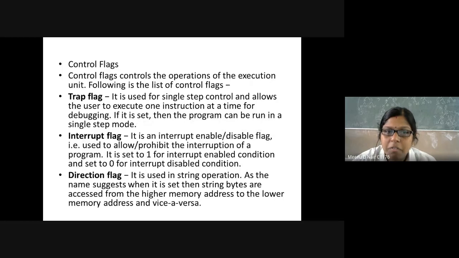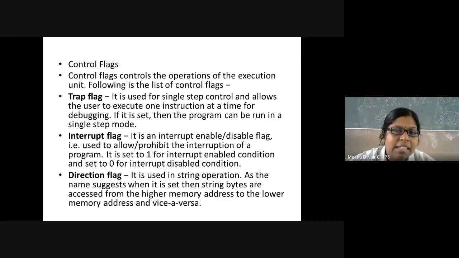Then what are the control flags? Control flags are three: trap, interrupt, and direction flag. You have seen that there. What is the trap flag? If it is enabled, what does it mean? It will execute the program step by step. It won't execute the program all at once. It will execute the program step by step.